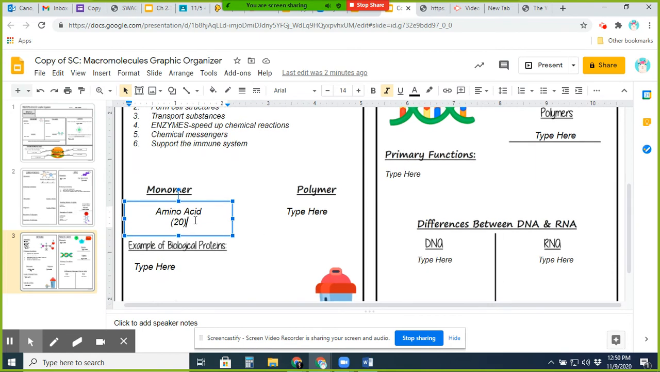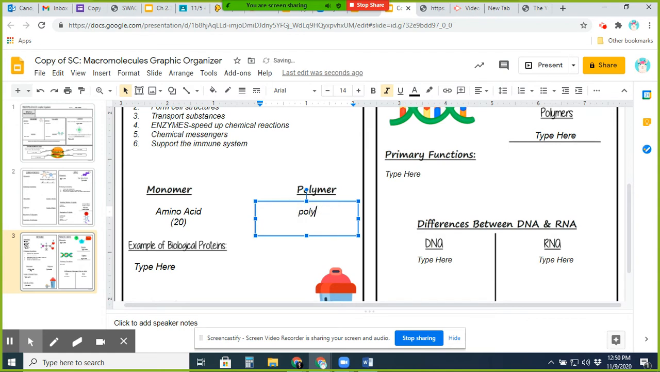When my amino acids all chain together, remember when monomers make polymers. So when my amino acids get together in a chain, they are called a polypeptide. And the reason for this is because the bond between each individual amino acid is called a peptide bond. So the polymers are named after the bonds that hold the amino acids together.